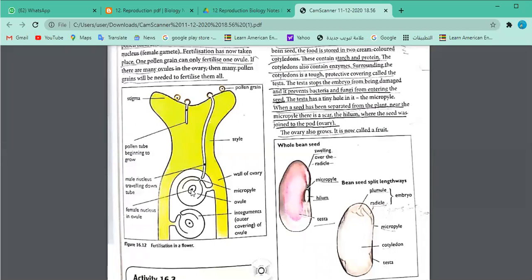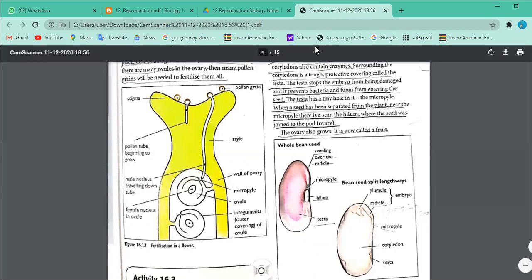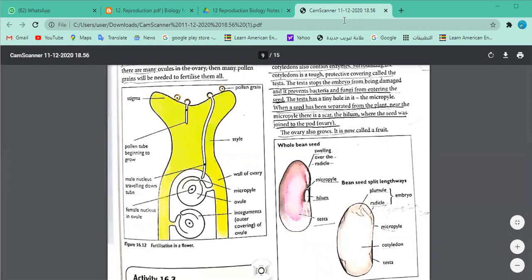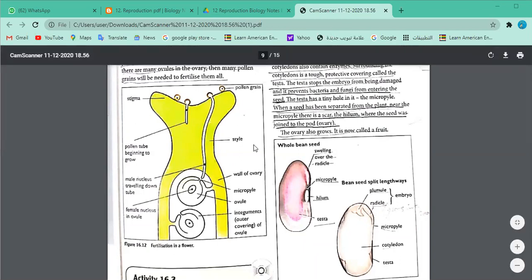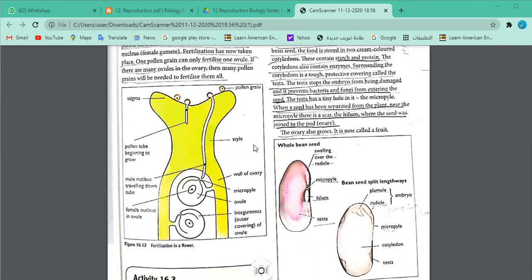Is it a diploid or haploid cell? Okay, who is going to answer? Is it diploid or haploid? Yes, it's diploid. Why? Because it has the chromosome numbers added from the female and the male. Very good. Yes, this is called a diploid cell, right? Diploid is now a complete cell.